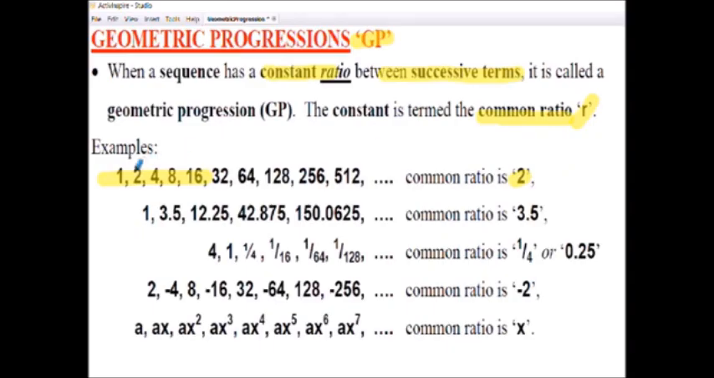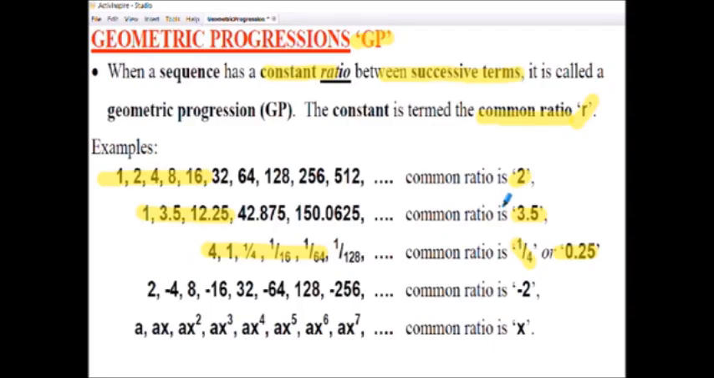In the next series, 1, 3.5, 12.25, etc., the common ratio there is 3.5. Each term is multiplied by 3.5 to get the following term. In the next series we have 4, 1, 1/4, 1/16, etc. The common ratio here is a quarter, or 0.25. In other words, each term is multiplied by a quarter to get the following term. So 4 times a quarter is 1, 1 times a quarter is a quarter, a quarter times a quarter is 1/16, and so it goes on.